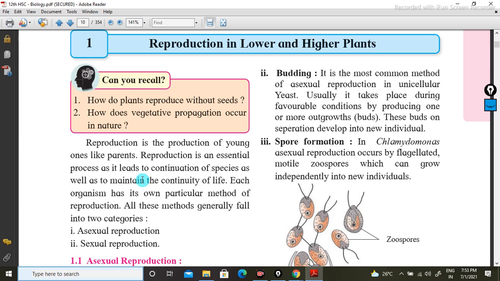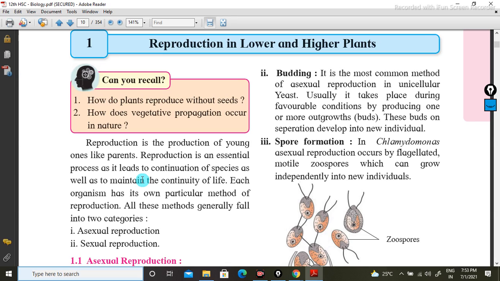So this is the basic definition of reproduction. Now we know the importance of reproduction. That is, it helps in continuation of the species. That is the main aim of the reproduction process, right?